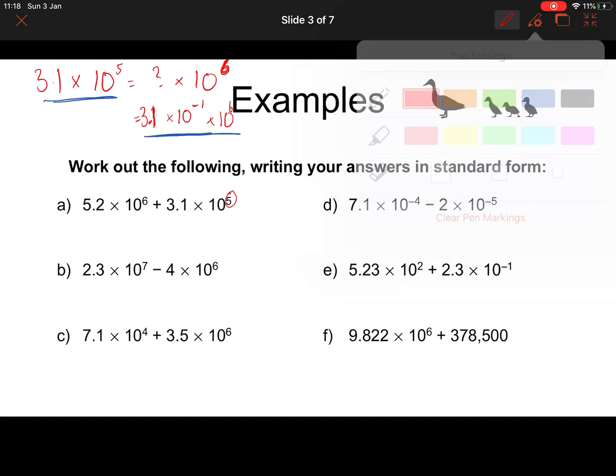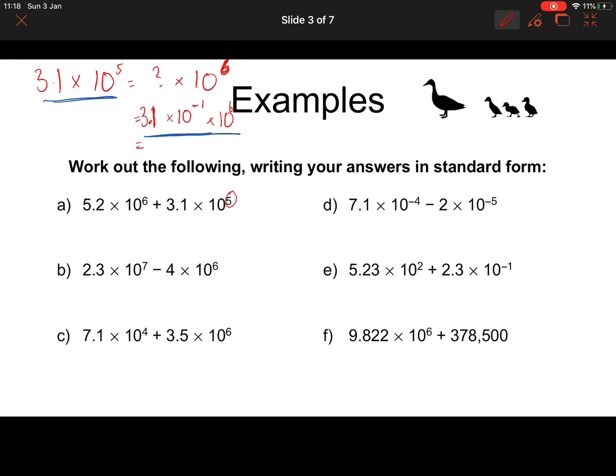Well, what is 3.1 times 10 to the minus 1? It's 0.31 times 10 to the 6. So instead of adding up what I've got, I'm going to add up 5.2 times 10 to the 6 plus 0.31 times 10 to the power of 6. Now it becomes easy because the powers of 10 are the same. So it's going to become 5.51 times 10 to the power of 6.